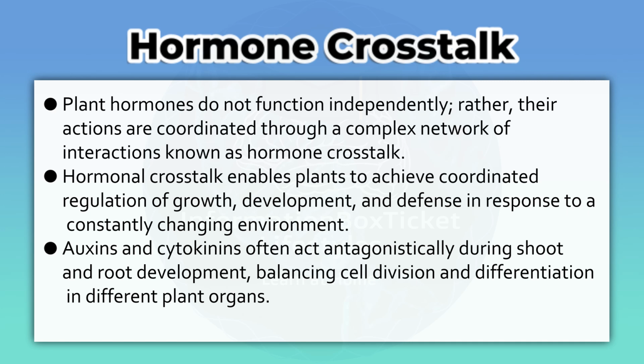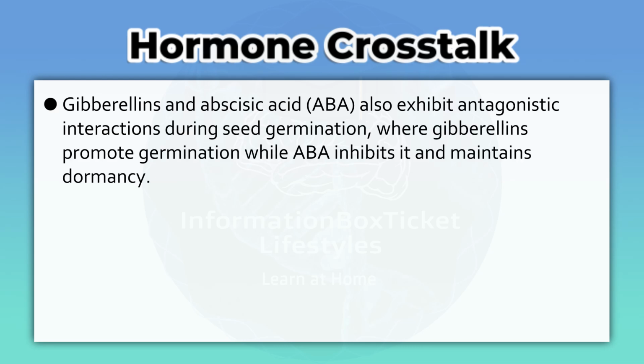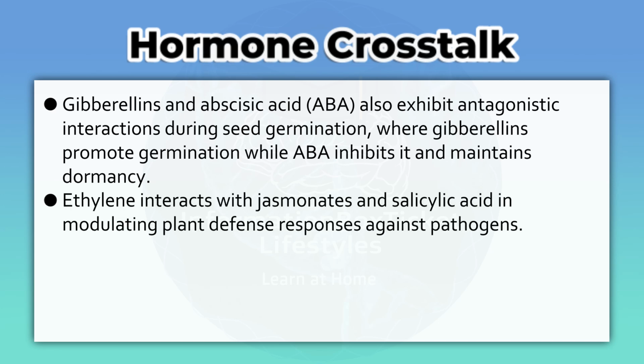Auxins and cytokinins often act antagonistically during shoot and root development, balancing cell division and differentiation in different plant organs. Gibberellins and Abscisic Acid, ABA, also exhibit antagonistic interactions during seed germination, where gibberellins promote germination, while ABA inhibits it and maintains dormancy. Ethylene interacts with jasmonates and salicylic acid in modulating plant defense responses against pathogens.